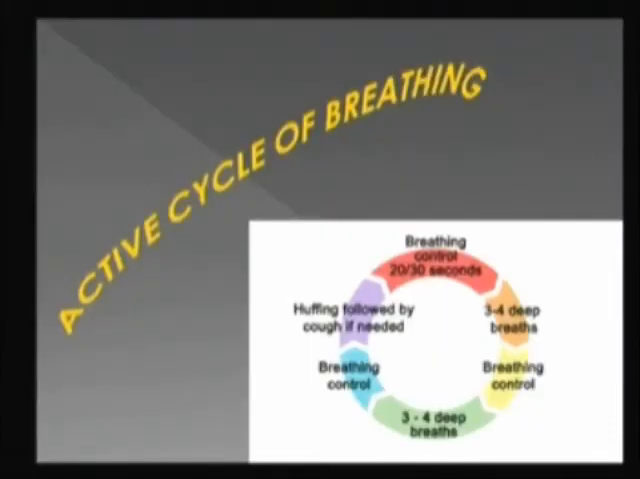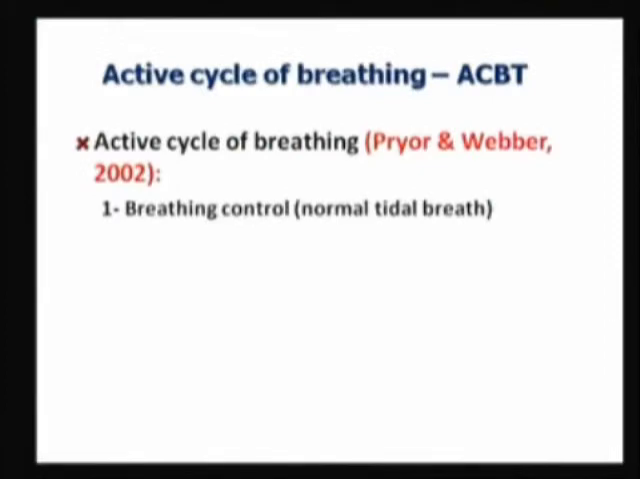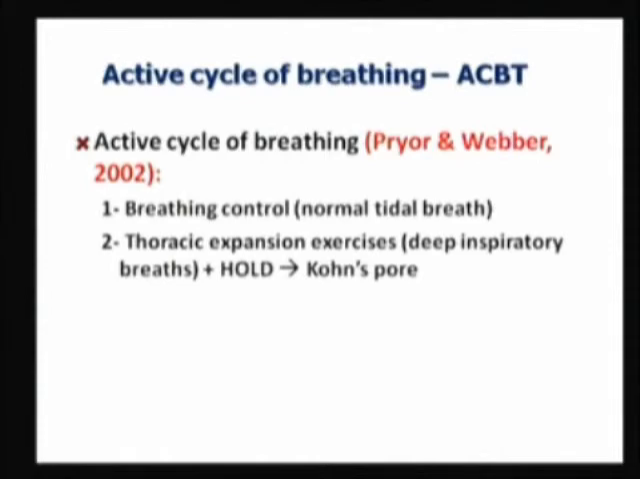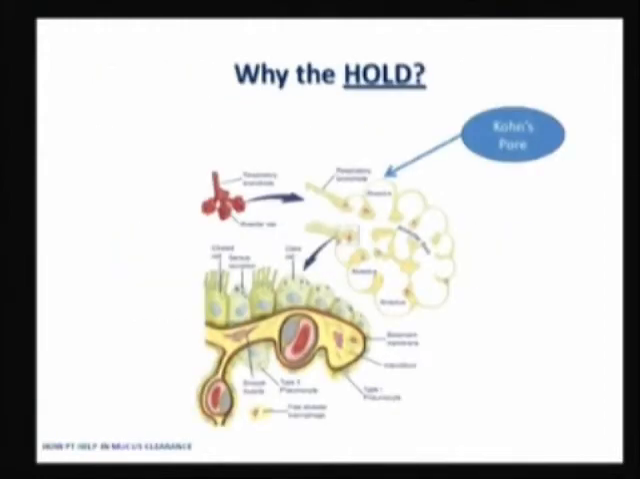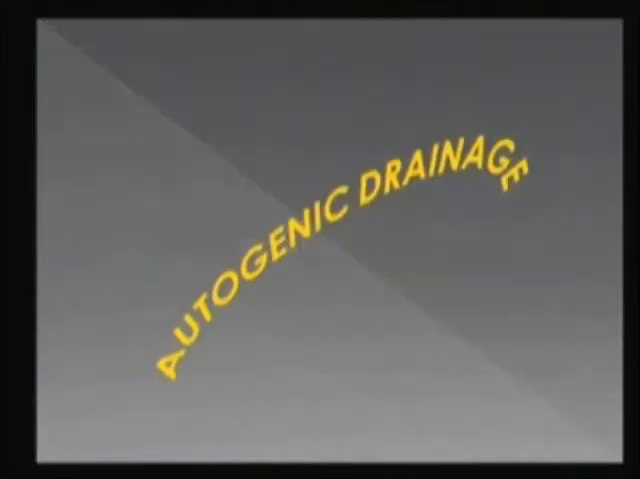Active cycle breathing is another method we use, divided into three parts. The first is breathing control, normal tidal breathing. Then thoracic expansion exercise, a deep inspiratory breath with a hold to have the interdependence through the collateral channels. And finally, the forced expiratory technique, one or two huffs from low to high lung volume, which can be repeated in order to mobilize and clear bronchial secretions. Why the hold? I repeat, because we want the air to enter the closed or blocked alveoli, and the expired air will help in mucus clearance.